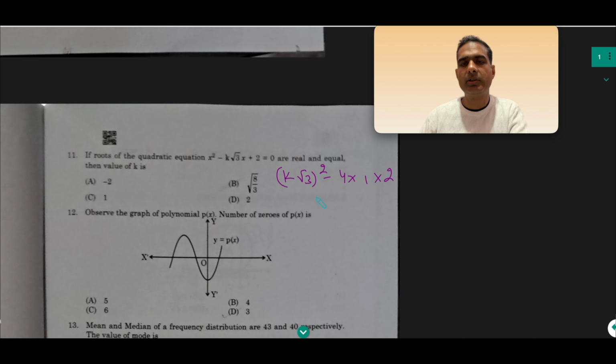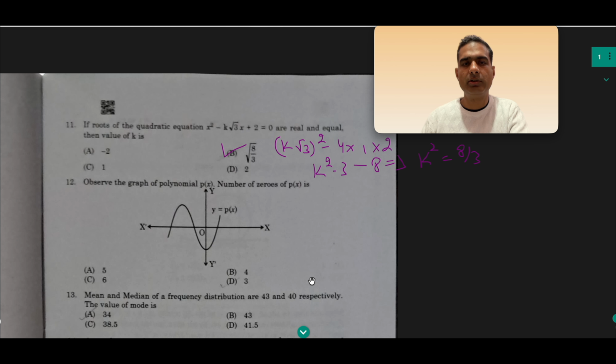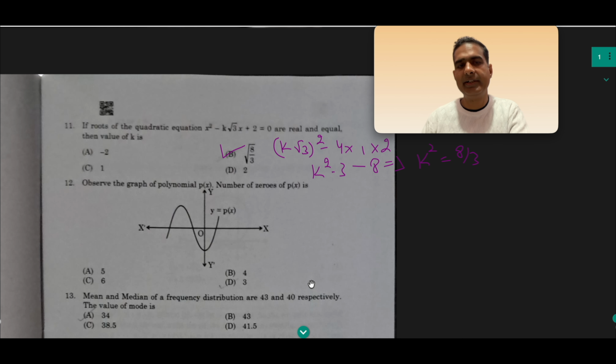So k root 3 square means k square times 3 minus 4 into 2 is 8. So from here we can say that k square will be equal to 8 over 3. So k will be equal to square root of 8 over 3. So this was a simple question based on the concept of discriminant.